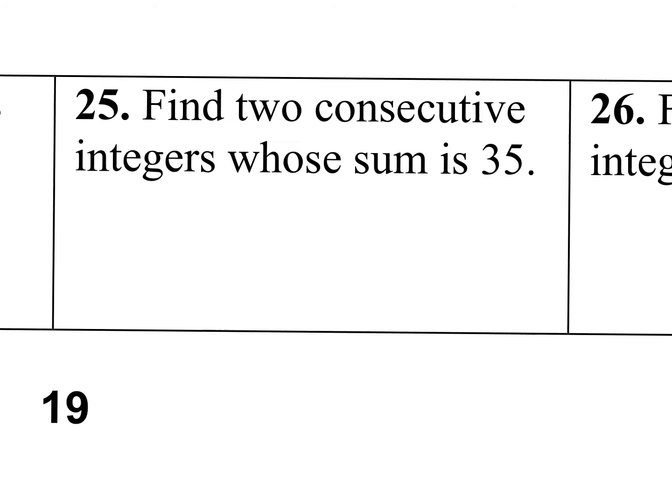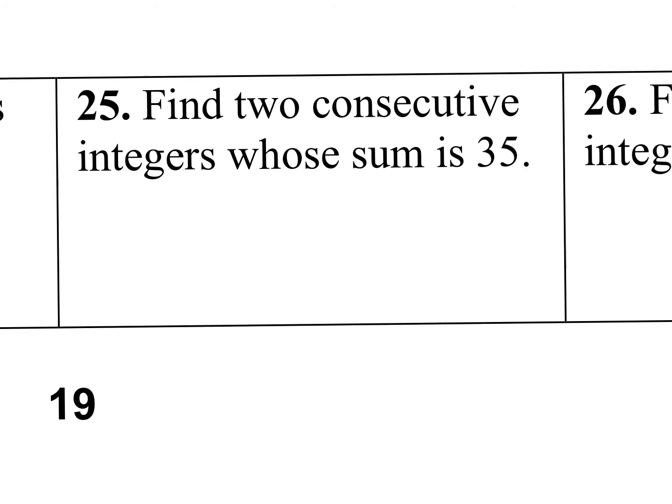Consecutive integers. So like number 25, find two consecutive integers whose sum is 35. What does it mean to be consecutive integers? Consistent. Like, let's say you're sick, you go to the doctor, they give you some medicine, and on the instructions it says, take for 5 consecutive days. What does that mean? Back to back, right? You got to do 5 days of that medication in a row.